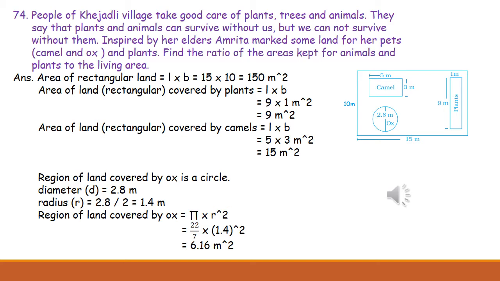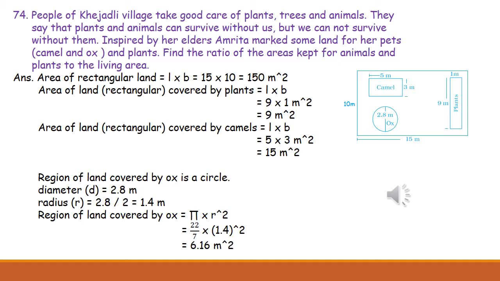Next is 74th sum. People of Khejarli village take good care of plants, trees and animals. They say that plants and animals can survive without us, but we cannot survive without them. It's a wonderful environment-friendly message. So, inspired by her elders, there was a girl, Amrita, residing in that village.